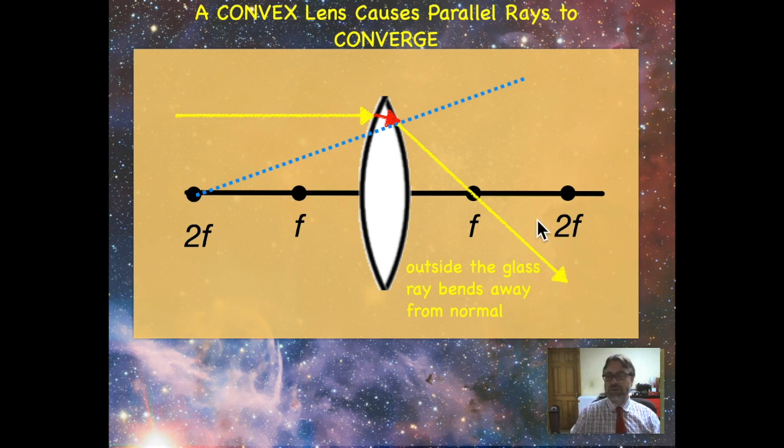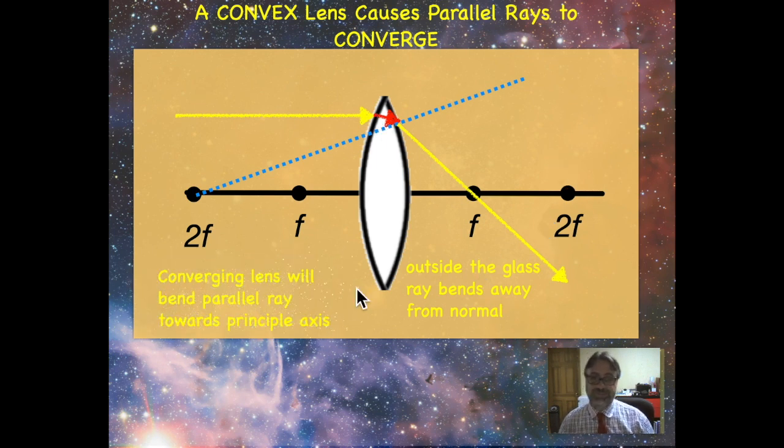Now this is fairly similar to what happened with a spherical mirror. With a concave spherical mirror, a parallel light ray bounced back through the focal point. Now for a lens, a parallel light ray to the principal axis will bend through the focal point on the opposite side of the lens. Also, you can guess what would happen if I sent light from the focal point to this lens. It would get bent so it goes parallel. So a converging lens will bend a parallel ray towards the principal axis and through the focal point on the opposite side of the lens.